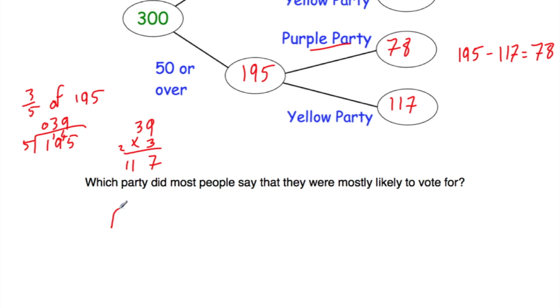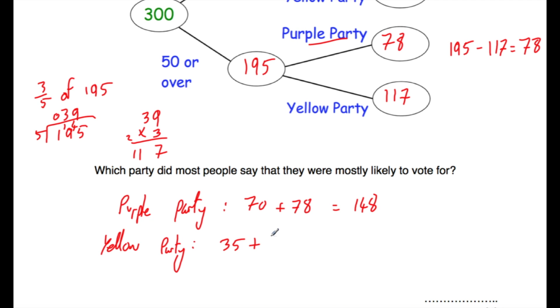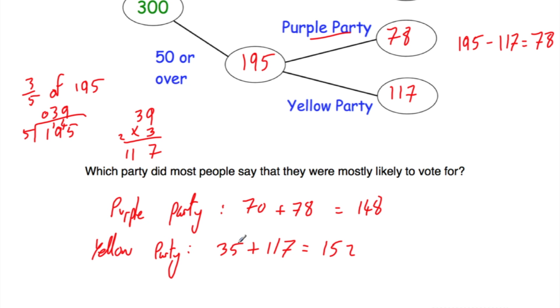So let's do the purple party. That's going to be 70 plus 78, which is equal to 148. And in terms of the yellow party, that's 35 plus 117, and that's equal to 152. So as you can see, more people would vote for the yellow party than the purple party, so that's our answer, the yellow party.